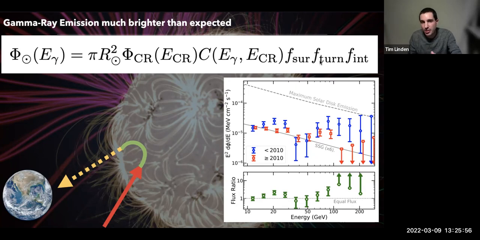isn't even tau equals 1. Tau equals 1 means you lose 1 over e of the events before they turn around. That's what tau equals 1 means. And if tau is less than 1, you can't produce gamma rays from your cosmic rays because they don't encounter any gas. So that makes F interaction 1 over e or something like that. These functions, F turn and F int, can't both be 1 at the same time. That simply doesn't make any sense.